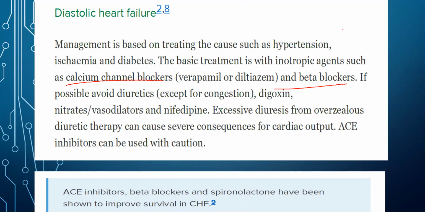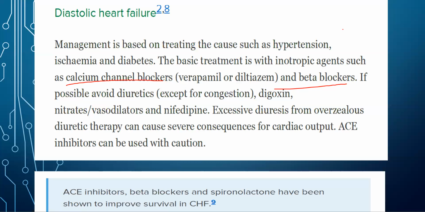Now in this case, try not to use diuretics, try not to use digoxin or even any vasodilators. Why? Because your heart is not getting enough blood to fill in. If you give diuretics, it will reduce the volume of the body more, right? If the volume of the blood is low in the body, obviously it will make things worse, right?